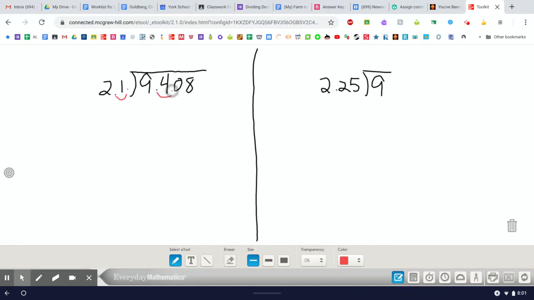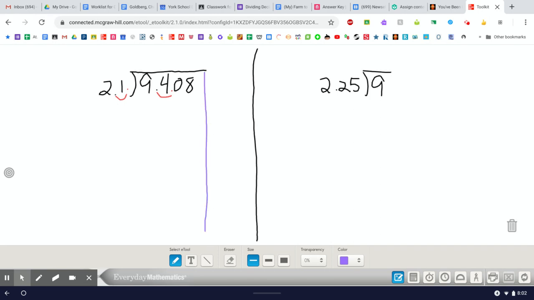We have to move it one place to the right as well. Multiply that by 10. So it's kind of like creating an equivalent fraction, multiplying both parts of the problem by 10. All right, so now we can go ahead and divide using partial quotients, all right?